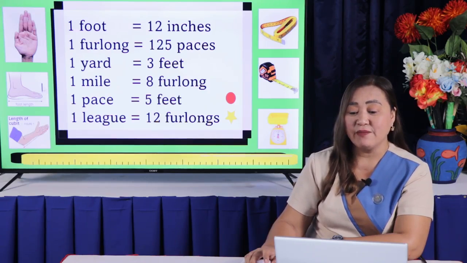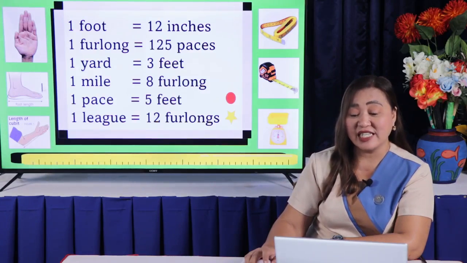The English system of measurement was widely used until the 1800s. In the 1900s, the metric system of measurement started to gain ground and became the most used system of measurements worldwide.